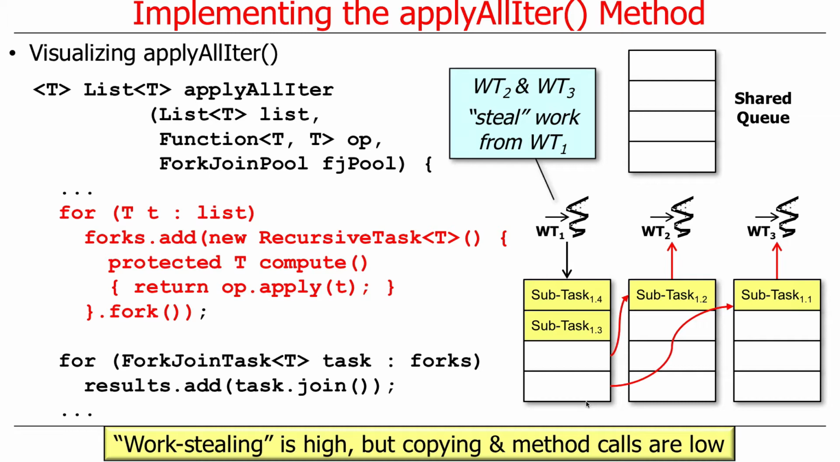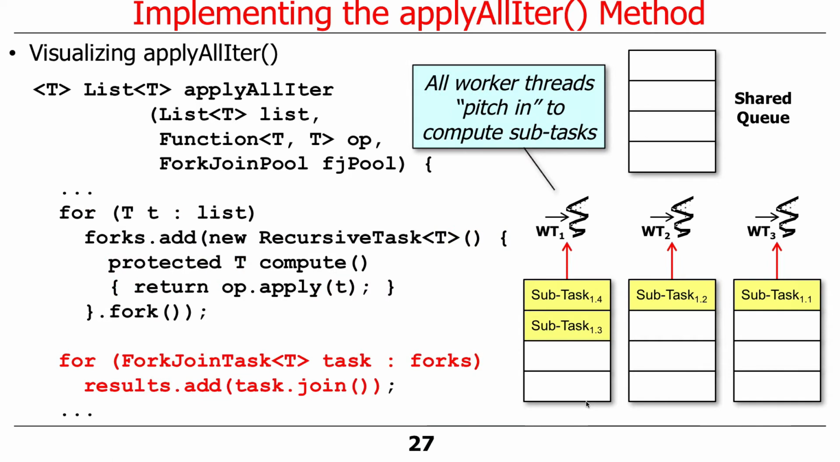There's really one steal for every piece of work. But copying and method calls are low. There's not a lot of work to put it all back together again. It's work to get it partitioned out to do the processing, but once it's done processing, there's not a lot of other work to get it all back together again. So merging is simple, but forking is more complicated because we have to steal. Any questions about that? And then when we join, it just pulls all the pieces back together. And the worker threads pitch in to help compute the subtasks.